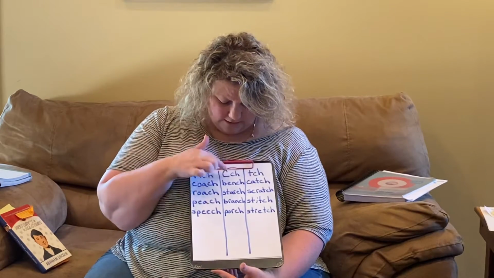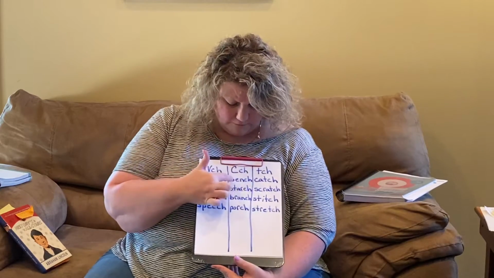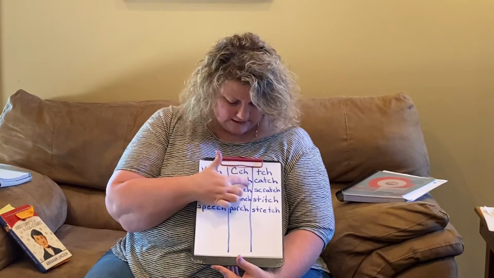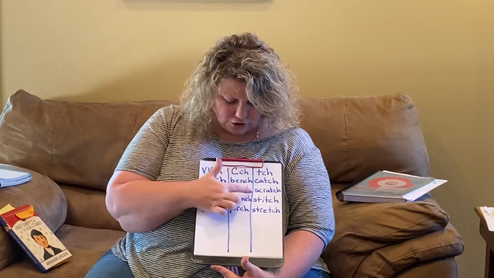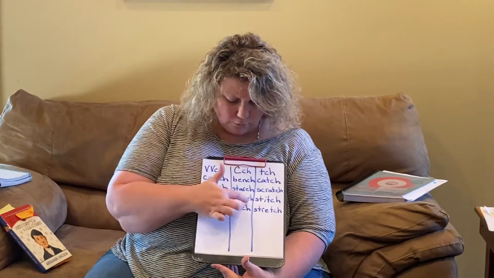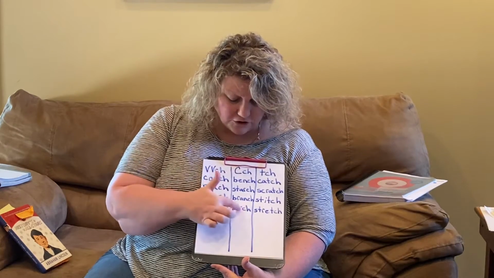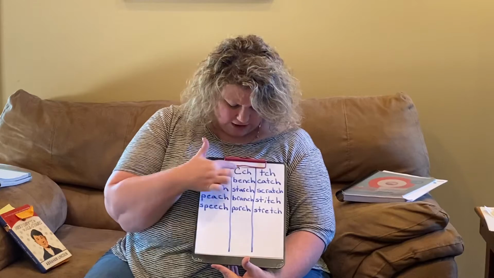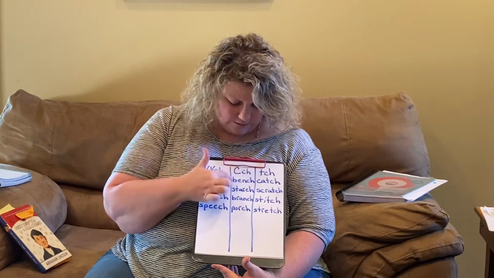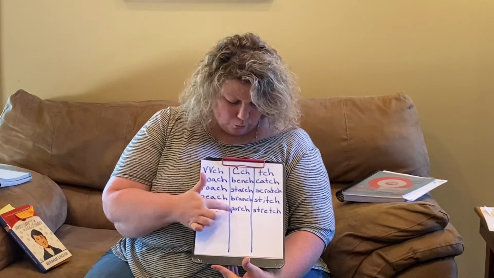All right, then we have consonant, CH. Let's look at the word bench. N is a consonant, CH. Starch, R is a consonant, CH. Branch, N is a consonant, CH. Porch, R is a consonant, CH. So this is consonant, CH, and we have bench, starch, branch, porch.